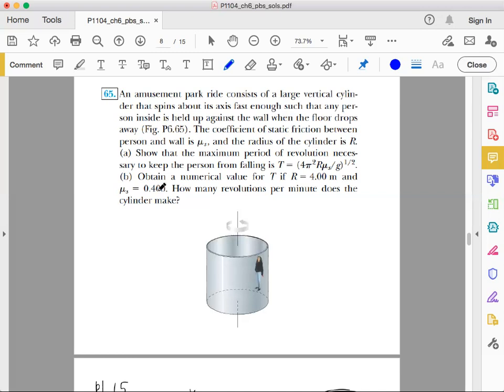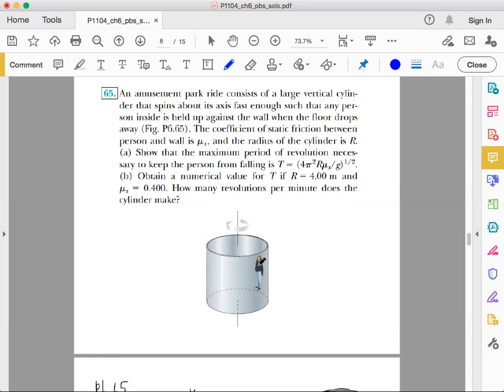You have an amusement park ride where you have a vertical cylinder, and of course you have a floor on the bottom. The person enters into this cylinder, and then it starts rotating. When it reaches a given speed, when it's rotating fast enough, the floor on the bottom drops away, and the person stays glued to the wall of the cylinder, so that both the person and the cylinder rotate together.